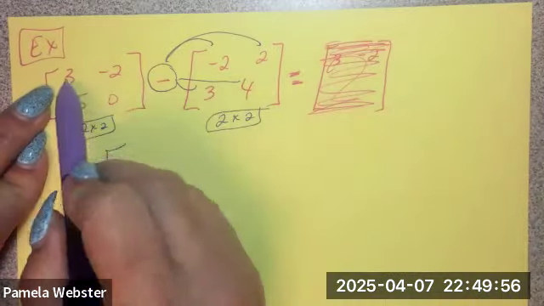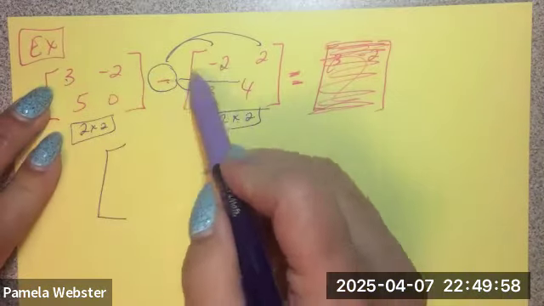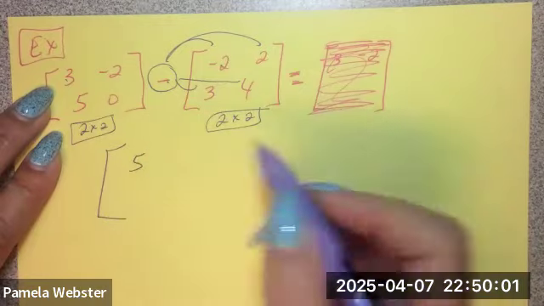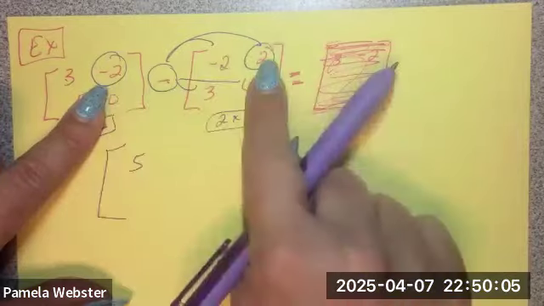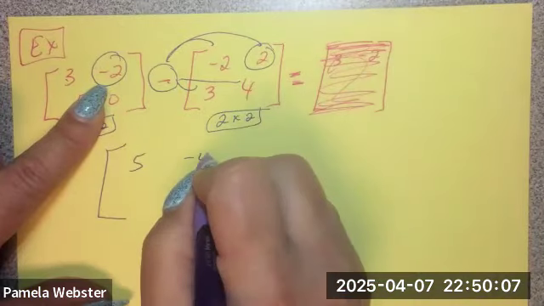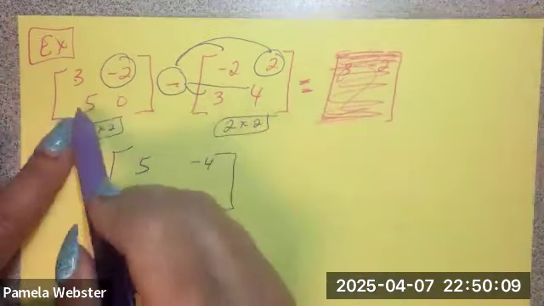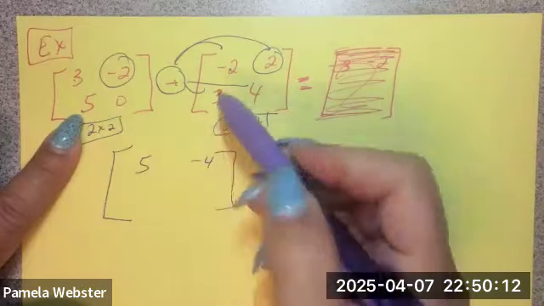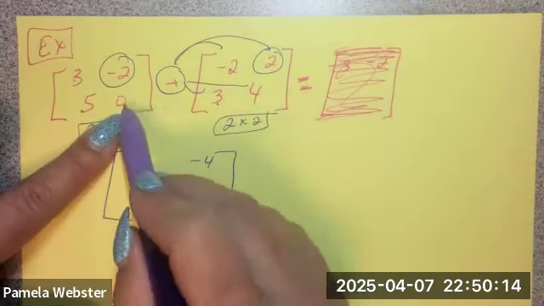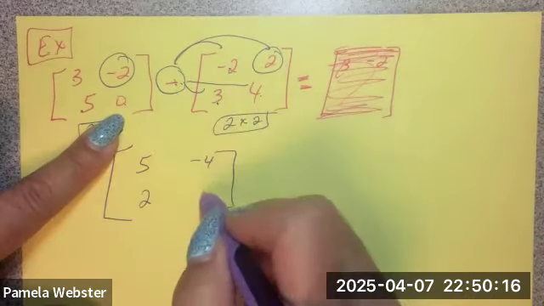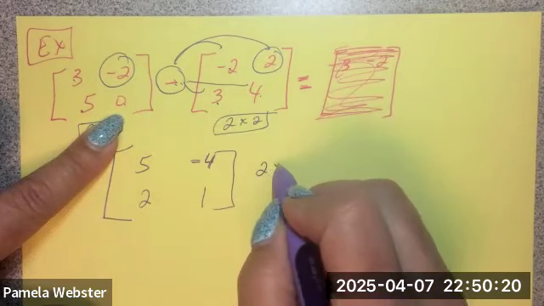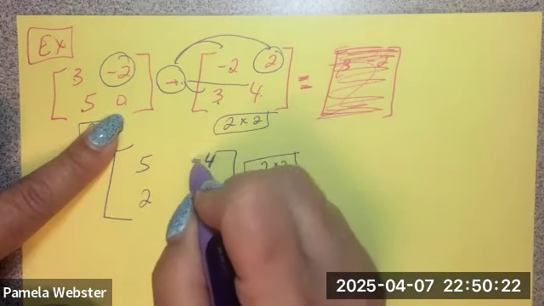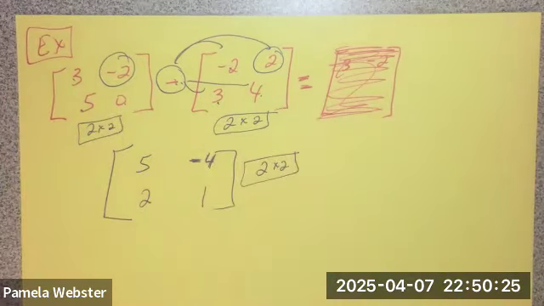All right. So 3 minus -2 is a 3 plus 2. That's a 5. -2 minus 2 is a -4. 5 minus 3 is a 2. And 0 minus 4 is a -4. Okay. Check real quickly. Is that a 2 by 2? Yep, it's a 2 by 2, so I'm good. Okay. So that's what it looks like.